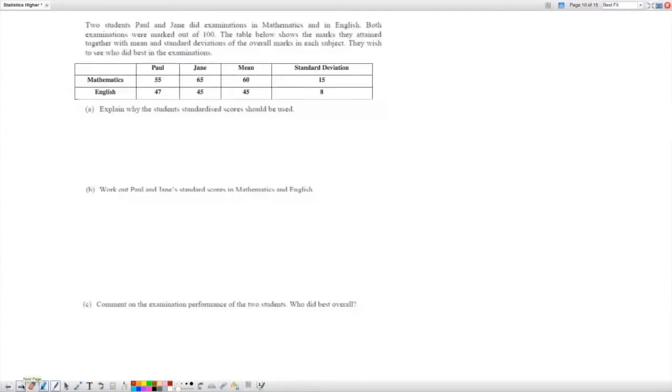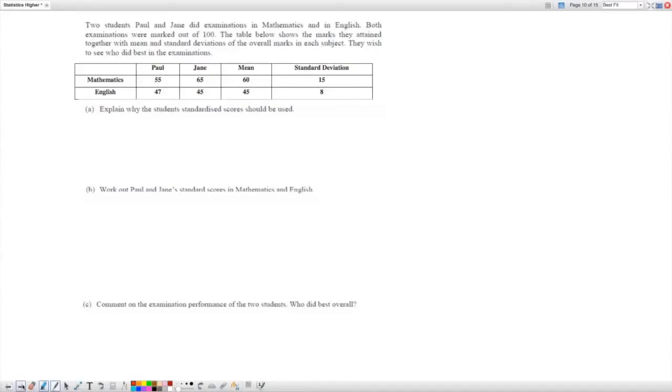Two students, Paul and Jane, did examinations in May in mathematics and in English. Both examinations were marked out of 100. Here we have the tables shown, together with the mean and standard deviations of the overall subject marks in each subject. We want to know who did the best.